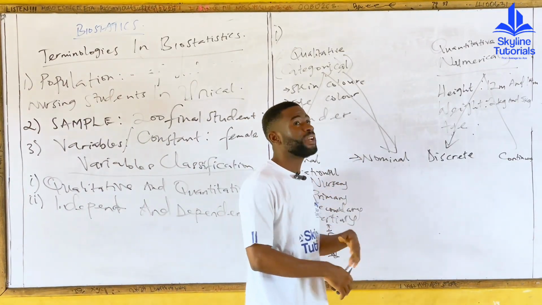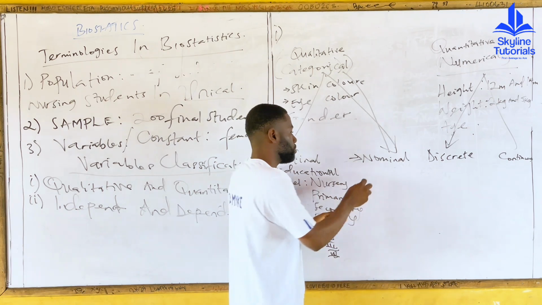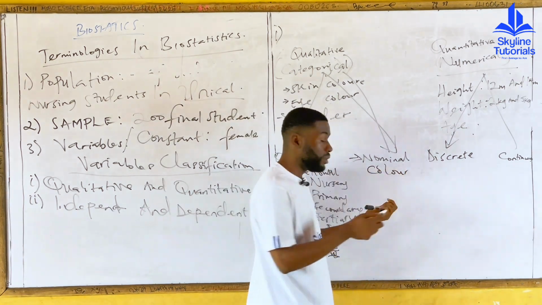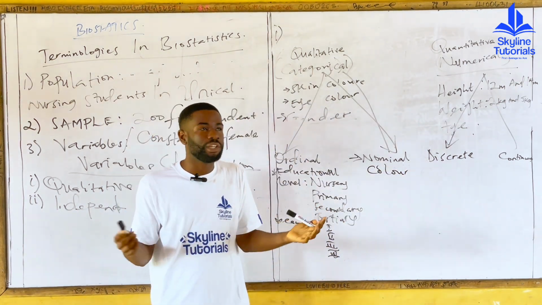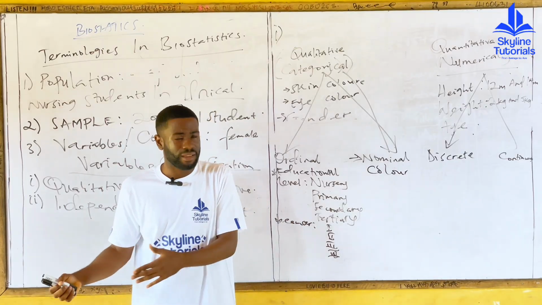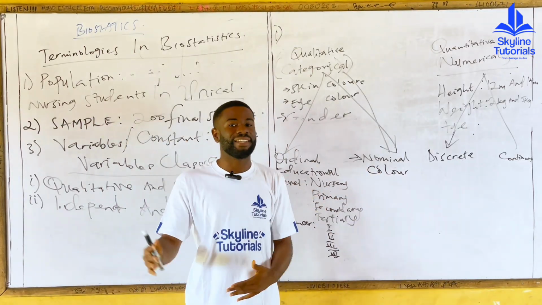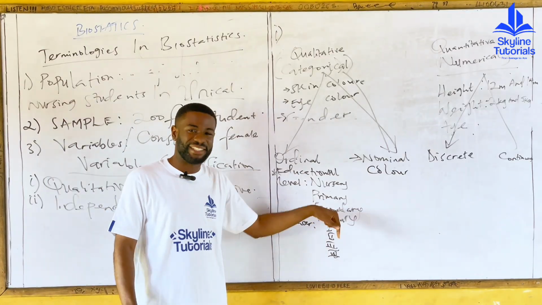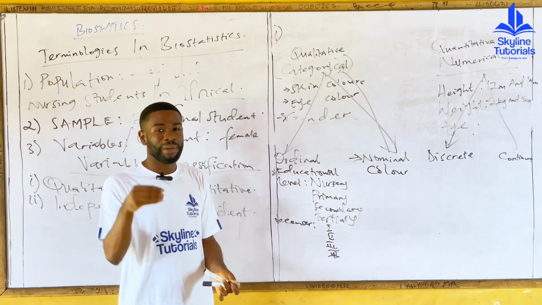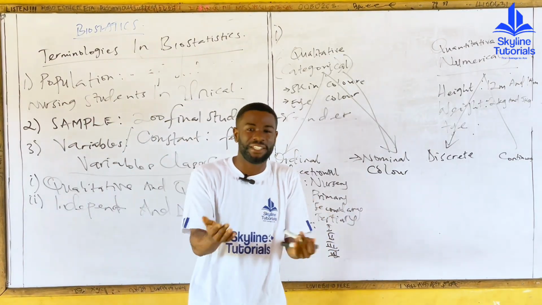Then for nominal scale, take color: blue, red, white, green, orange. They are colors. There is no ranking there, but they are different. This has ranking and is still different. So the bedrock of a variable is that there must be differences.